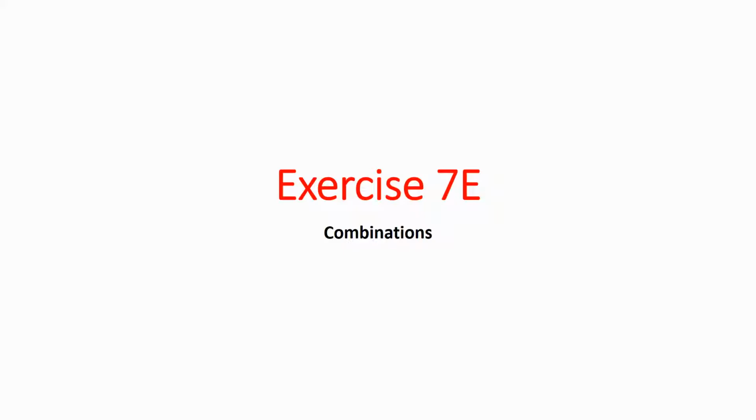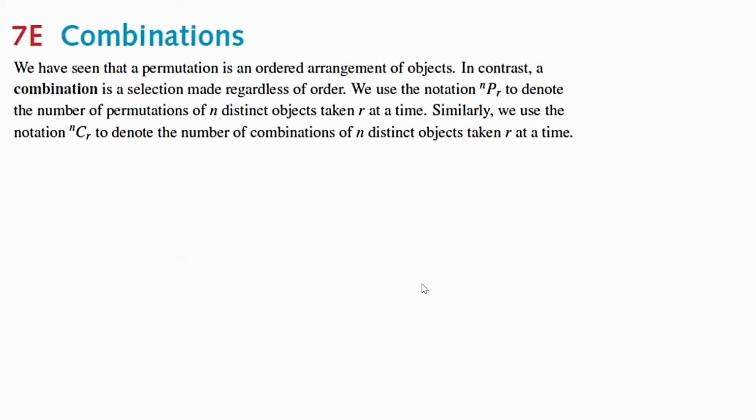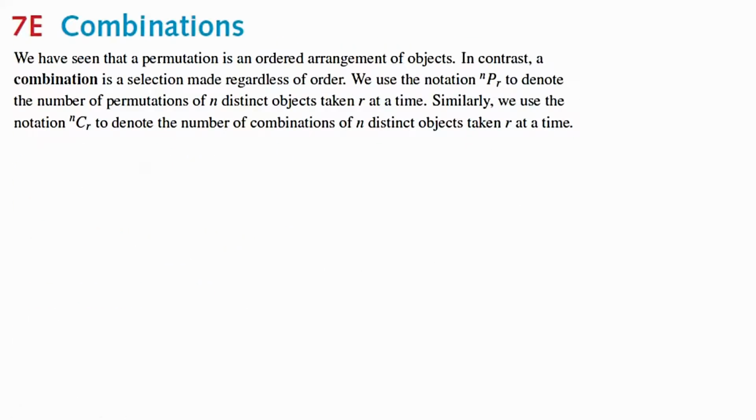Exercise 7E. Combinations. Combinations is in contrast to permutations. Now remember, permutations was the number of ways that you can arrange something where order matters.